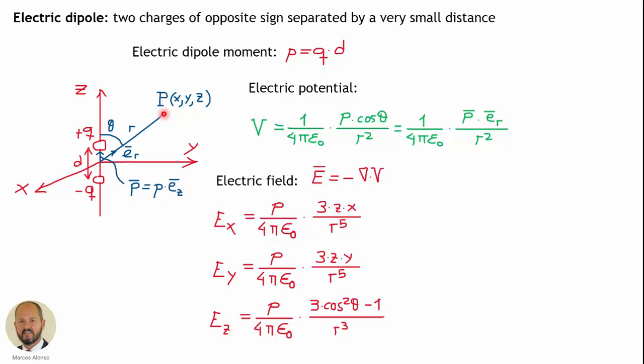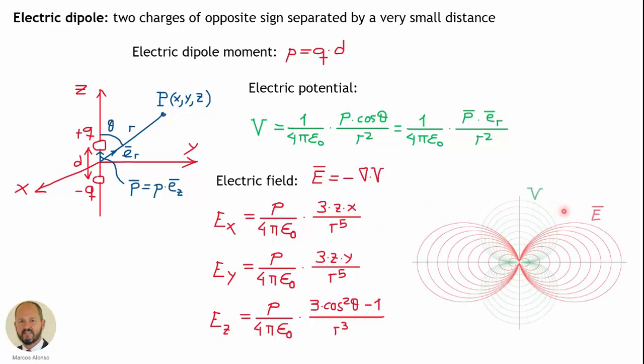One important parameter of the electric dipole is the moment of the electric dipole, which is represented as shown here: p equals the charge times the distance. And here we are showing the electric potential that we can find in the books just as a reference, and then from it we can get the electric field by calculating the gradient of the electric potential, and then we will get these three equations for the three components of the electric field at the point P.